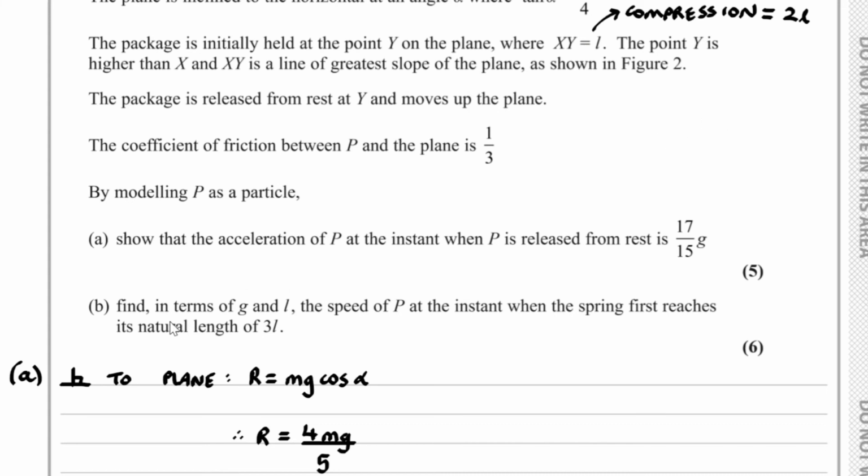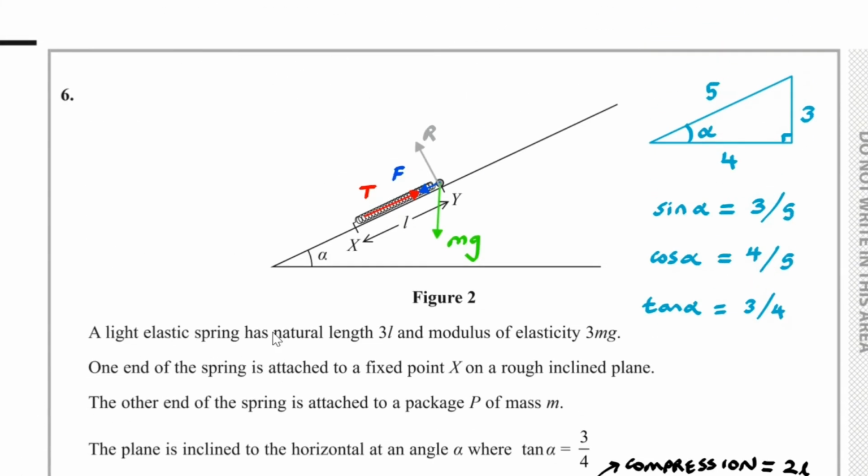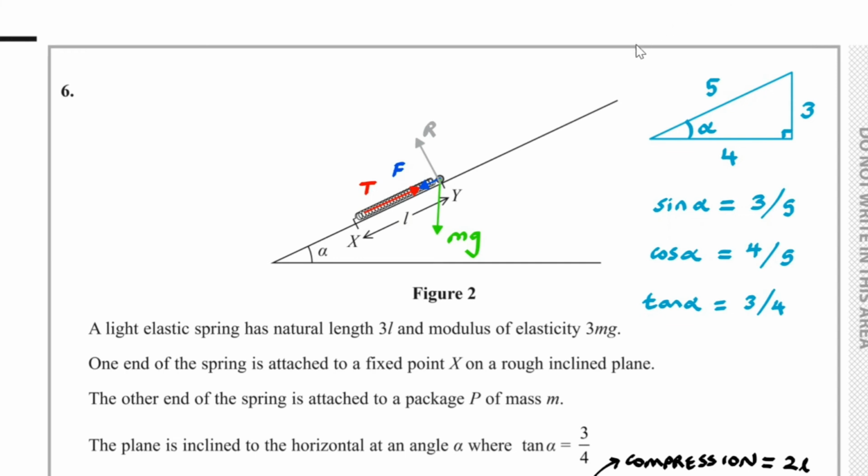Now, for part B, we have to find, in terms of g and L, the speed of P at the instant when the spring first reaches its natural length of 3L. So what we want to do is find out the speed over here. That's our objective. And the distance is going to be given by 3L.